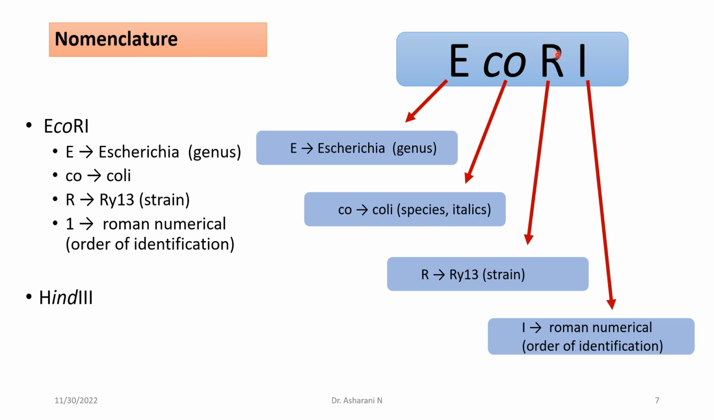Followed by this, we have one more letter, R. This letter denotes the strain, RY13. And finally we have a Roman numeral, which is the order of identification of this enzyme in that bacteria. So this is actually a number, not a letter. You should read it as EcoR1. Similarly, you can go back and name all those restriction endonucleases which we saw in the previous slide.